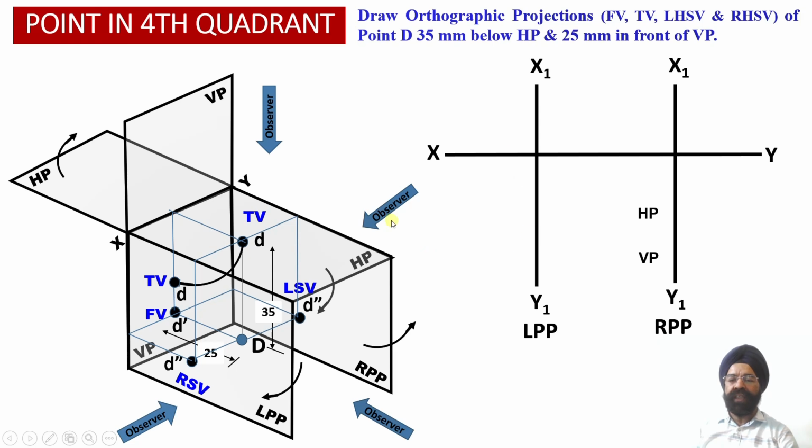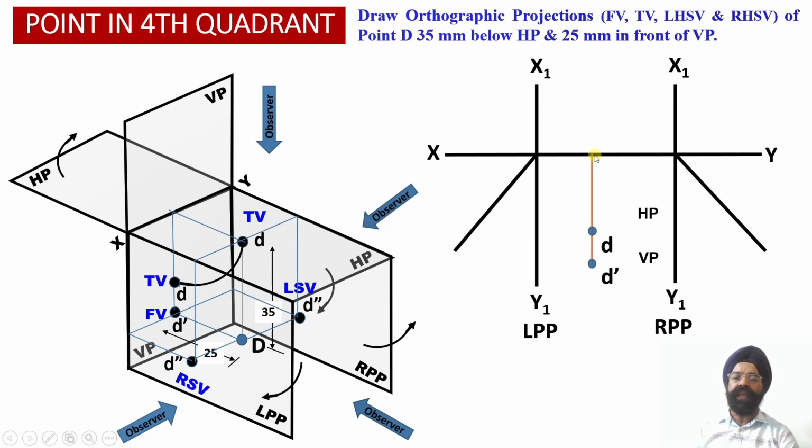Then here we have the left profile plane where the right hand side view projections will be available. Here we have the right profile plane where the left hand side view orthographic projections will be available. Here we have obtained a transfer line into the left hand side view profile plane, and here again another transfer line into the right hand side view profile plane. These two transfer lines originate from the intersection of the XY reference line and the X1 Y1 reference lines, and they are inclined at 45 degrees with respect to the XY reference line.